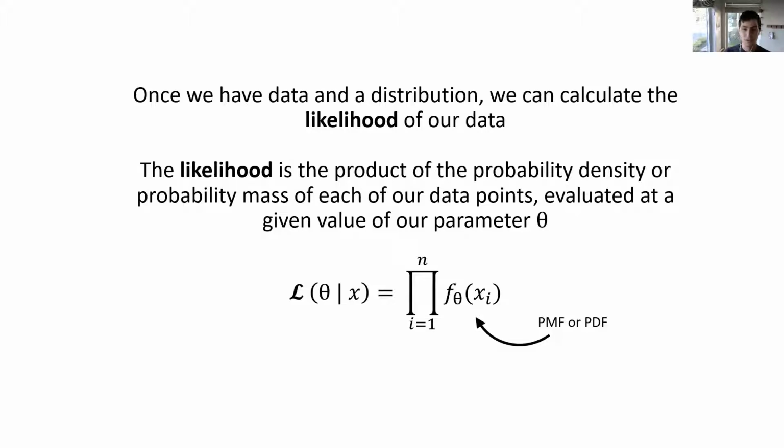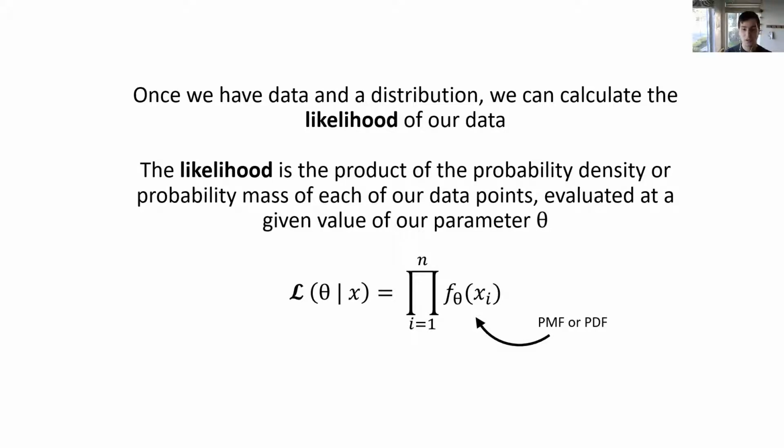Recall from basic probability theory that the probability of two independent outcomes, A and B, is just the probability of A times the probability of B. If two flips of a coin are independent, for example, then the probability that two of the flips will be heads is just 0.5 times 0.5, which is 0.25. When we calculate a likelihood, this is all we're doing.